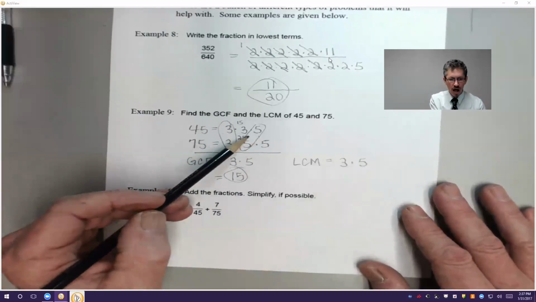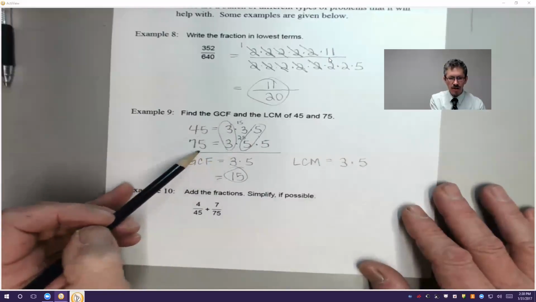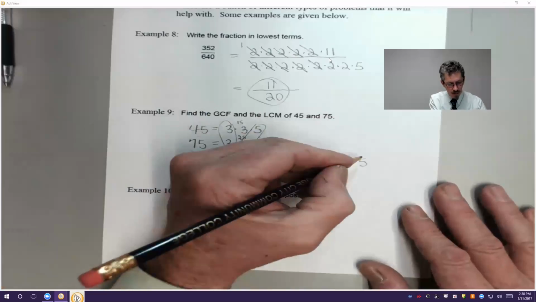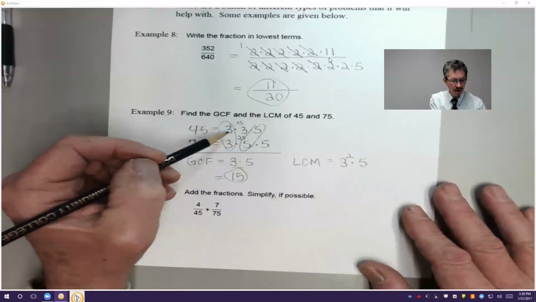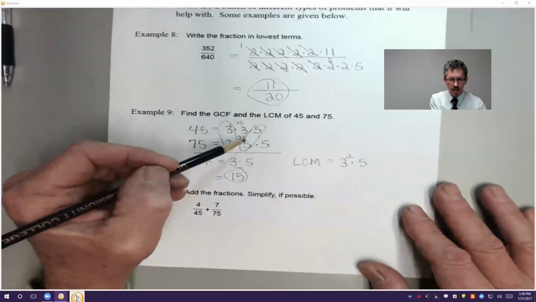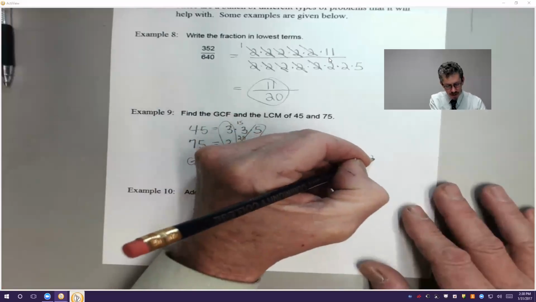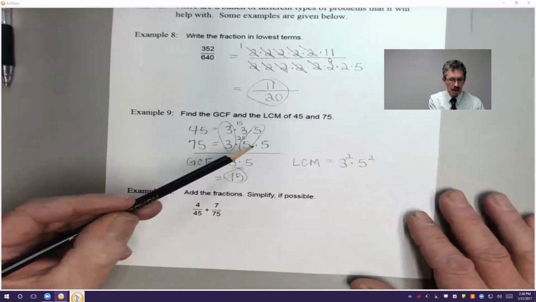3 shows up twice in this prime factorization and once in this prime factorization, meaning the greatest number of times it shows up is twice. So I'm going to put an exponent of 2 on the 3. Now for 5, in the first one it shows up once, in the second one it shows up twice. So I'm going to put an exponent of 2, the greatest number of times 5 shows up in any one spot.